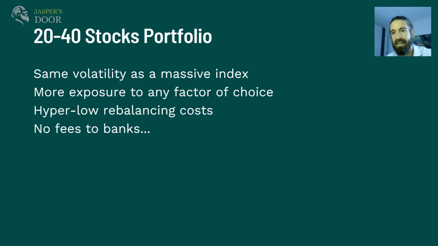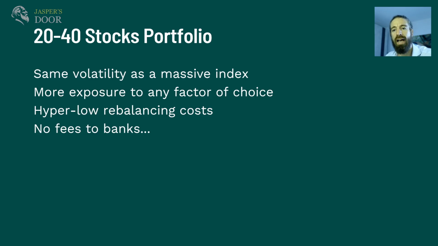What about building your 20 to 40 stocks portfolio that will have the same volatility of a massive index? You will have more exposure to any factor of your choice, because you can actually buy the 20, 40 stocks that show maximum exposure to value, instead of diluting your portfolio up to 2,000 stocks, or even 1,000 stocks, which would definitely be detrimental to your factor exposure. It's the nature of the thing.